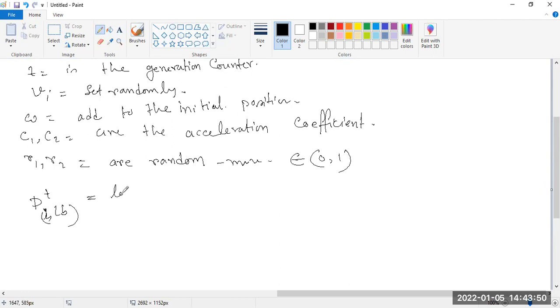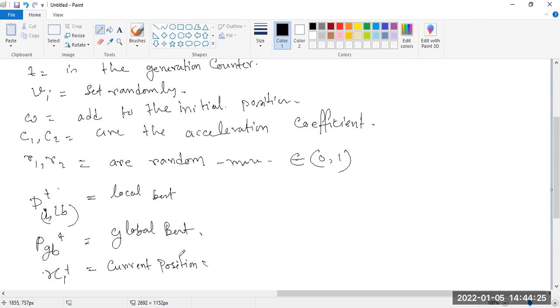This is local best, and PGB is the global best. And XIT is the current position of the particle.